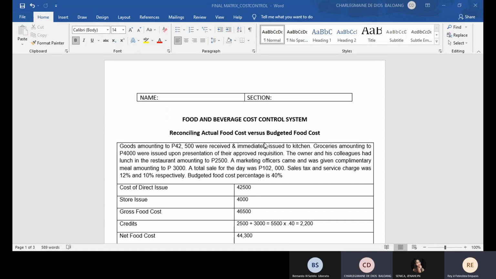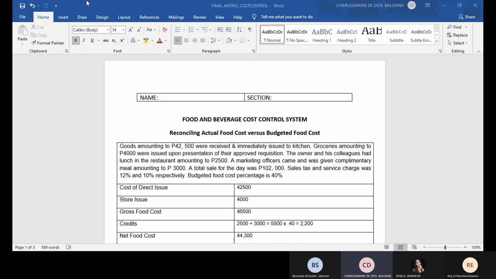Reconciling actual food costs versus budgeted food costs. Foods amounting to 42,200 were received and immediately issued to the kitchen. Groceries amounting to 4,000 were issued upon presentation of their approved requisition. The owner and his colleagues had lunch in the restaurant amounting to 2,500. Marketing officer came and was given complimentary meal amounting to 3,000 pesos.